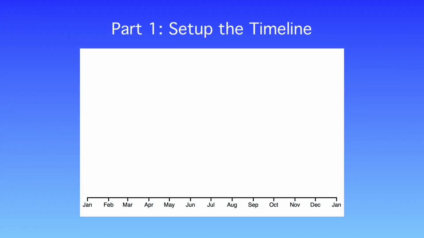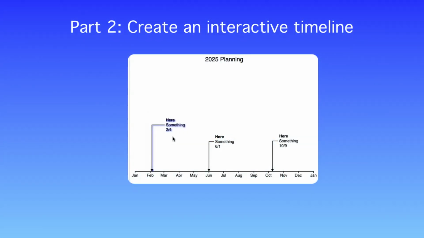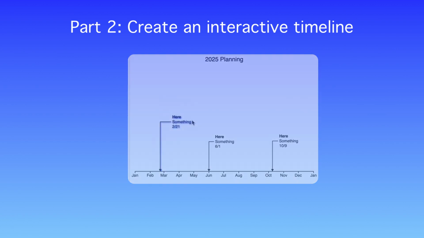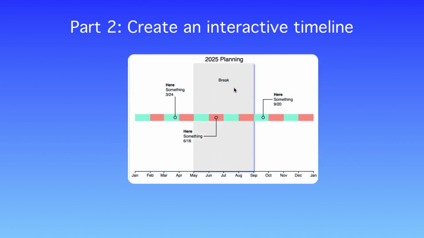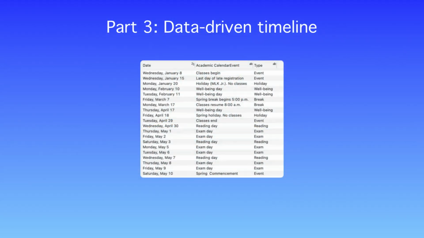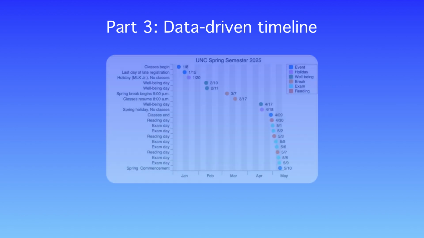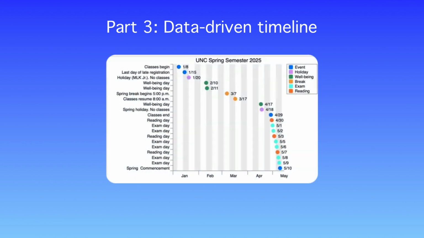The first part is going to show you how to set up a basic timeline. And the second part will show you an interactive timeline where you can have individual events that you highlight as well as a range of time that is all interactive. In the third part, we're going to take tables of data where you have a list of dates and make a graphic of that. In fact, I used the spring calendar for the University of North Carolina for that example.